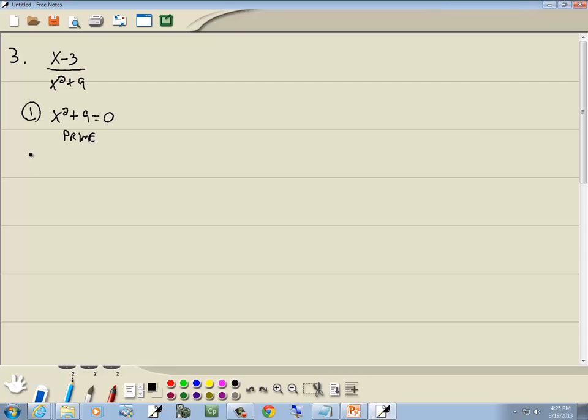If you come up with something that's prime, that means there's no numbers to exclude. So your answer for your domain is just negative infinity to positive infinity, or you could write all real numbers.